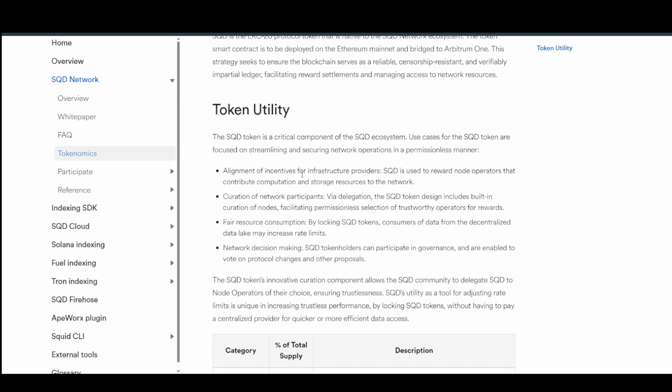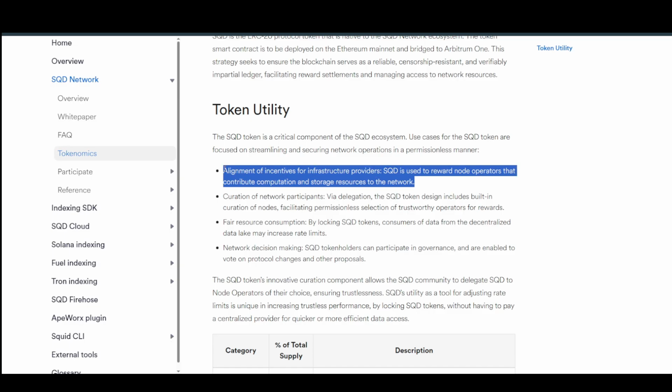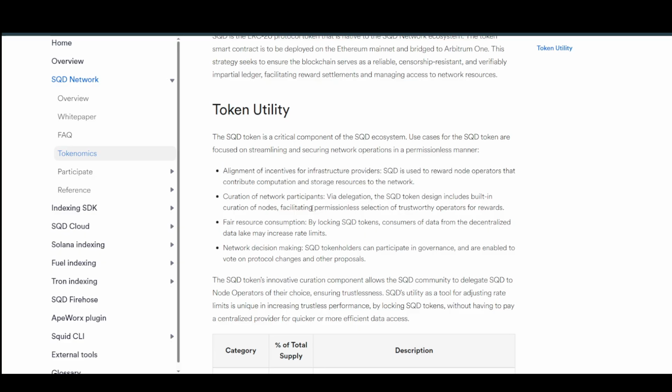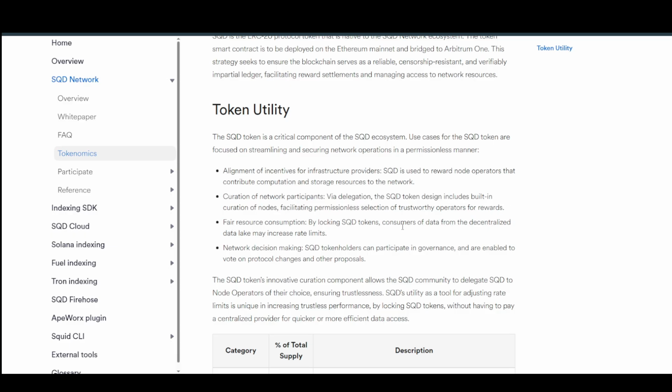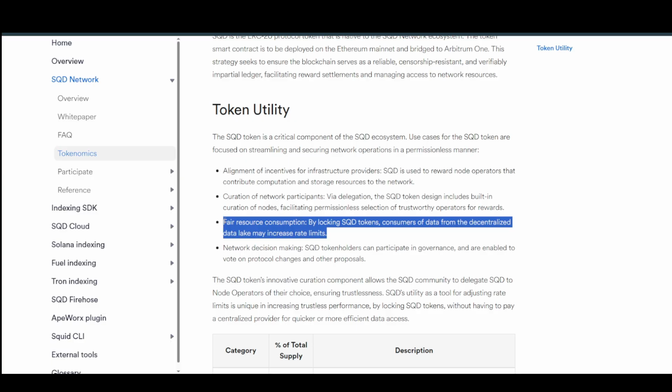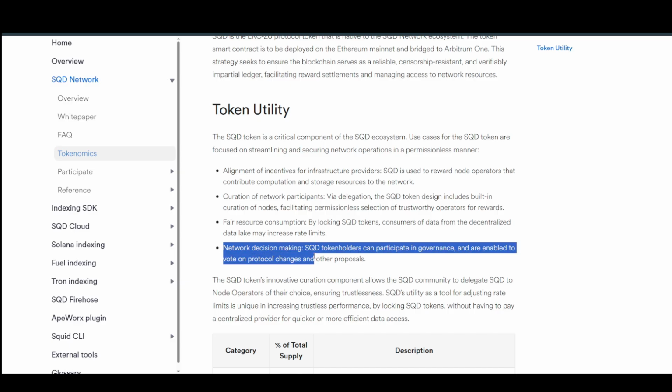Alignment of the incentives for the infrastructure providers. So basically this is a utility that provides rewards to the node operators, and this is curation of the network participation. So these are basically the delegations. If you own it, I believe you can stake it and get rewards as well. And this is fair resource consumption. By locking SQD tokens, consumers of the data from the decentralized data lake may increase the rate limits. So I think this could be the reason why the demand for the SQD token is going up. After that, it is also a governance token as well.